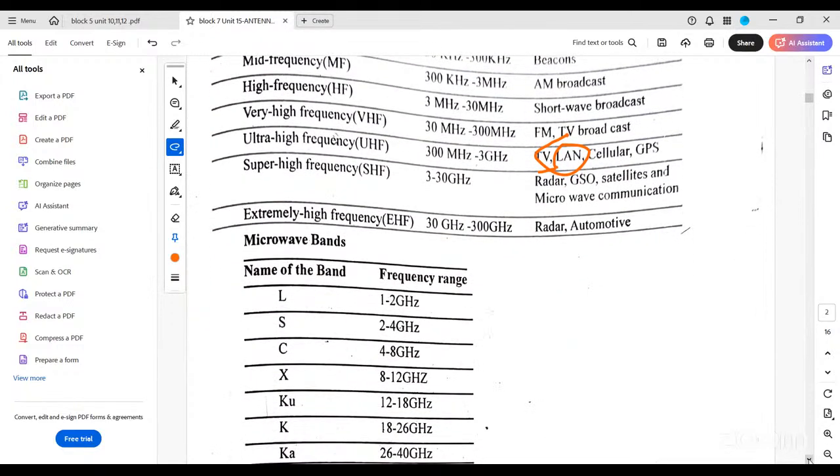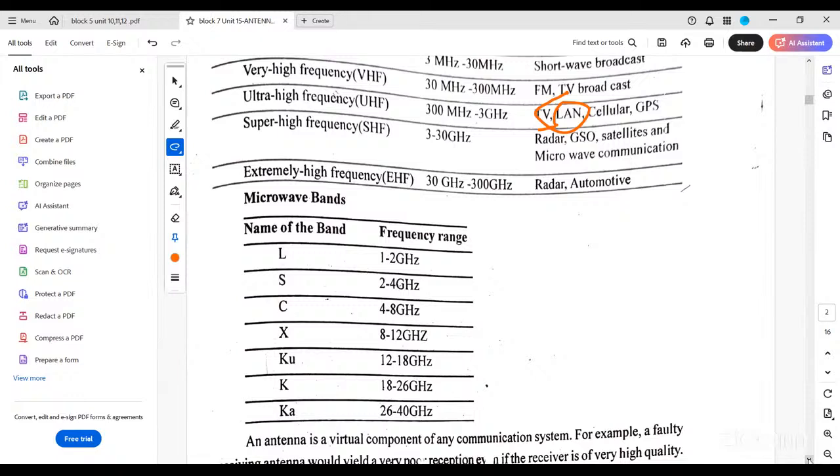Bands, different bands: L, S, C, X, Ku, K, Ka. These are different bands of frequencies. In the band diagram you will see them. Look on the next page. Different frequency transmission bands are not mentioned there. These are the band frequencies: L, S, C, X, Ku, K, and Ka.